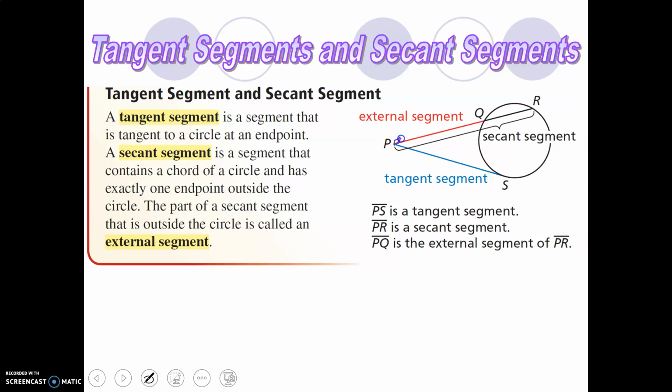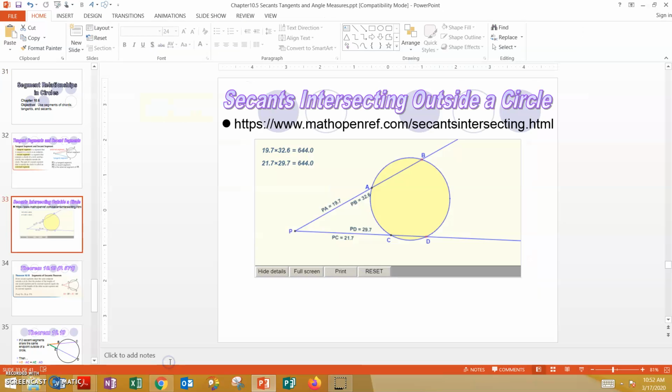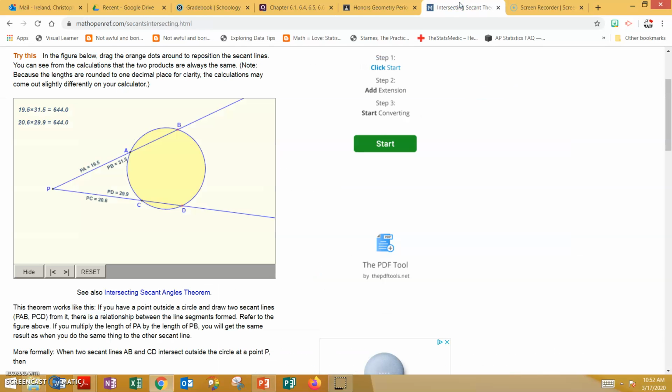So by that, we're referring to this portion right here. It's drawn in red on the side, but I'm just going to color over it in purple. That is the external segment of that entire secant segment. So now that you have some of these terms down, we're going to take a look at a theorem. But before that, we're going to check out this website, MathOpenRef, and I want to show you a property that these secant segments have. I will provide the link.